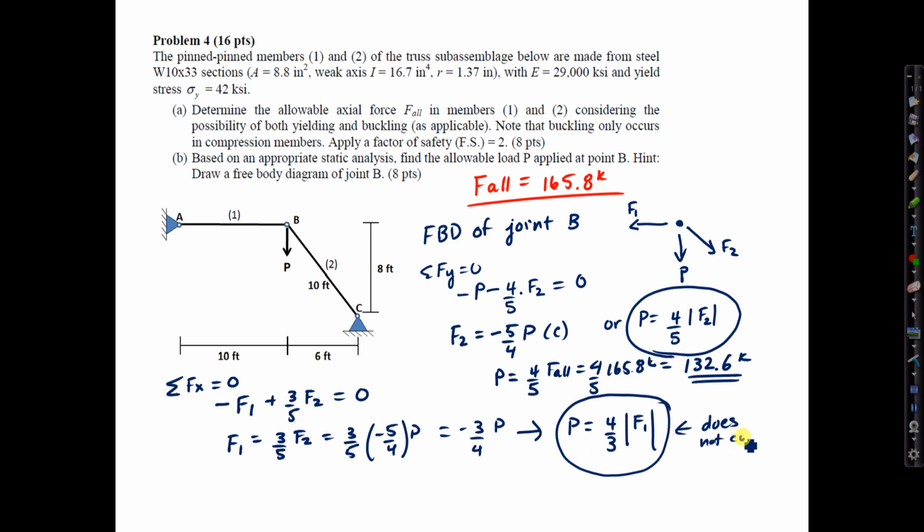At this point, I'm going to stop. The answer for this problem, the allowable load P, is 132.6 kips. And that completes this example.